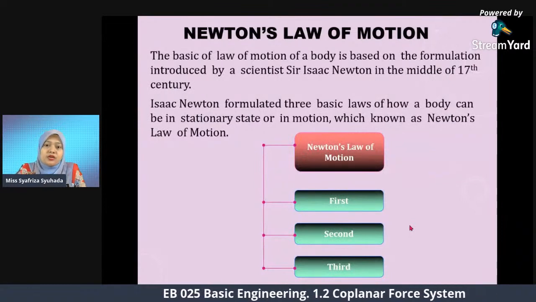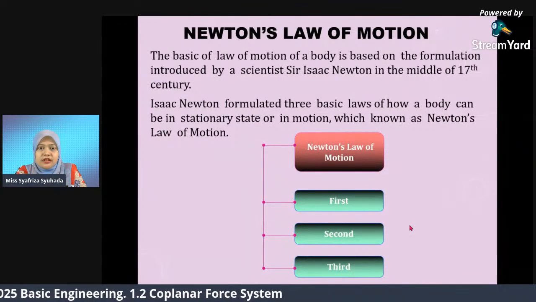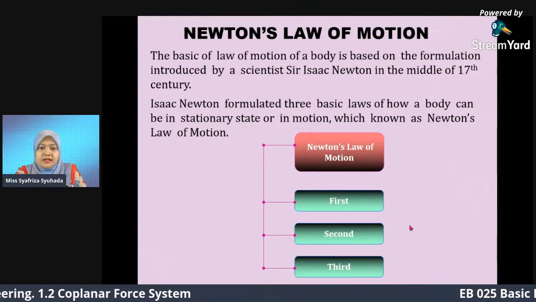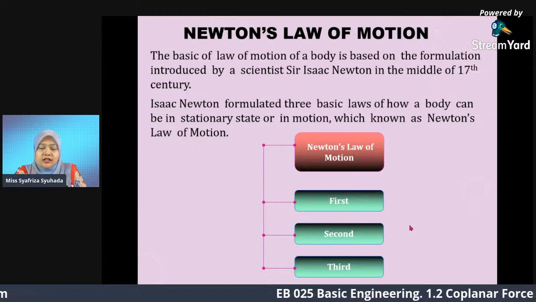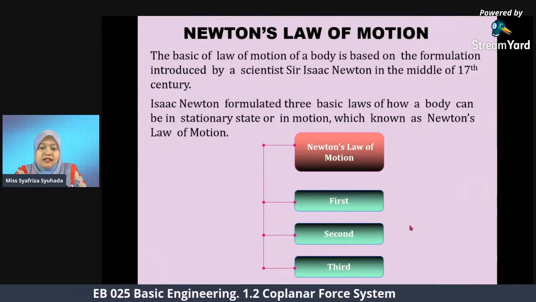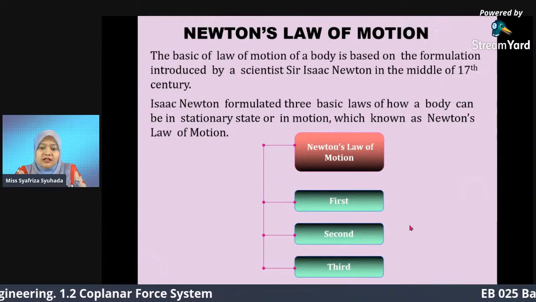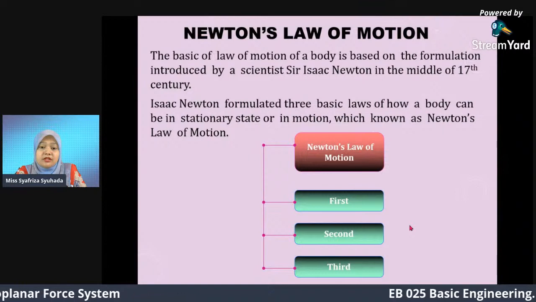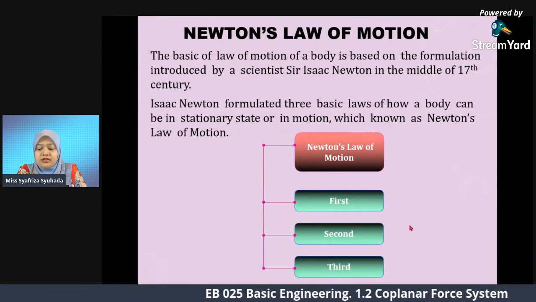Alright, so Newton's Law of Motion. The basic law of motion of a body is based on a formula introduced by a scientist known as Sir Isaac Newton in the middle of the 17th century. Three basic laws are stated. The first is related to inertia, the second is related to acceleration, and the third is related to opposite force. Alright, just recall, right.